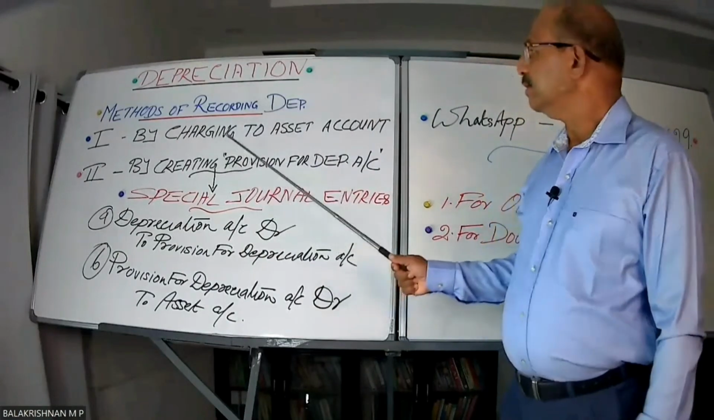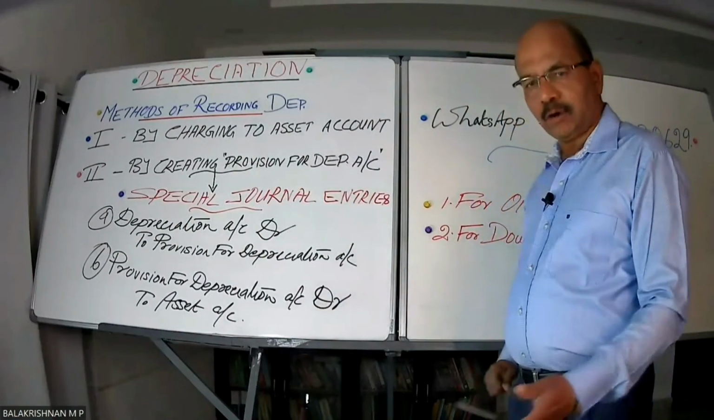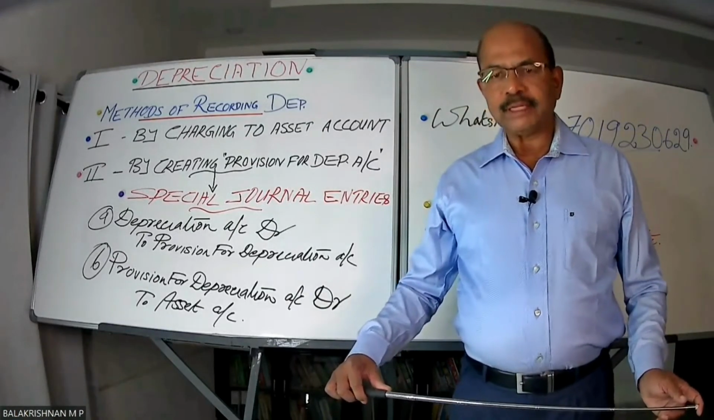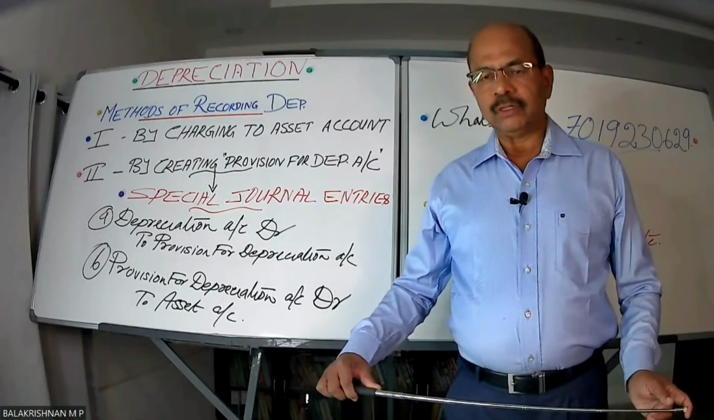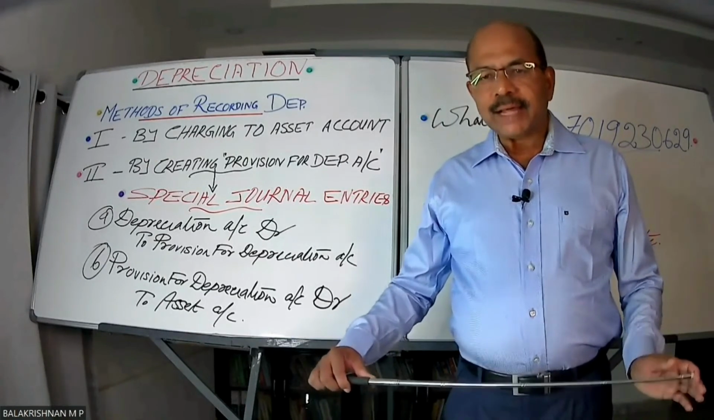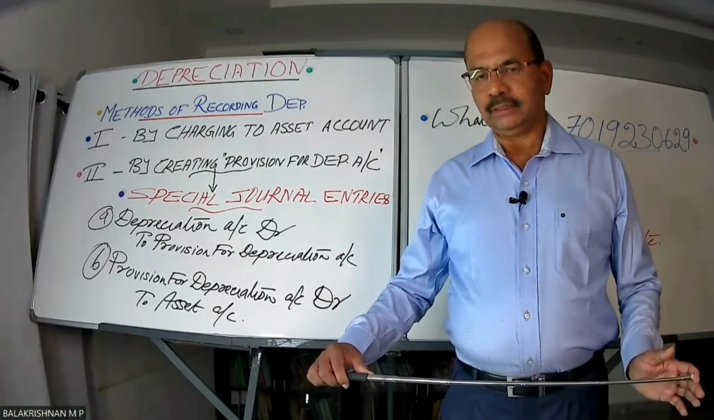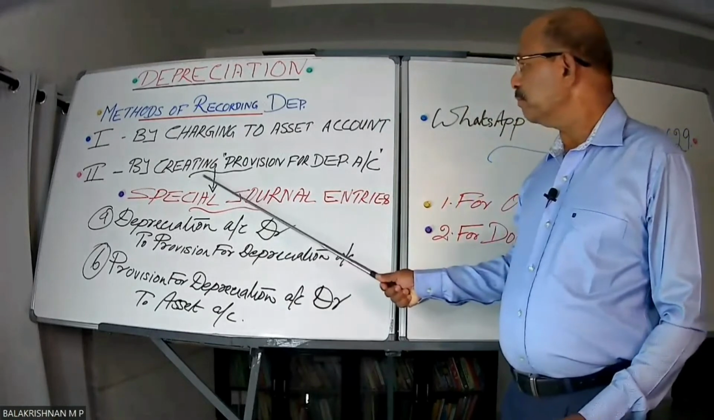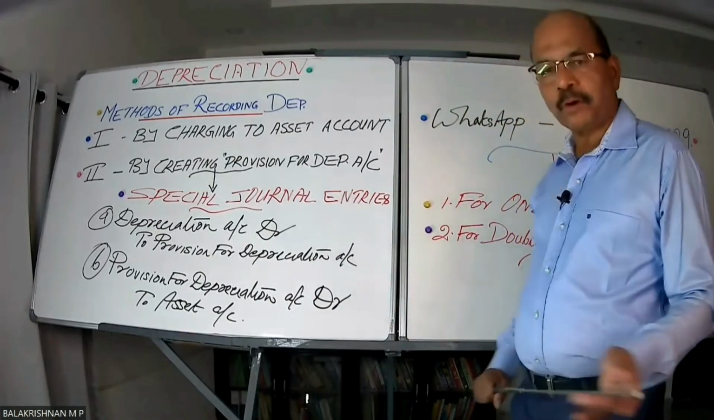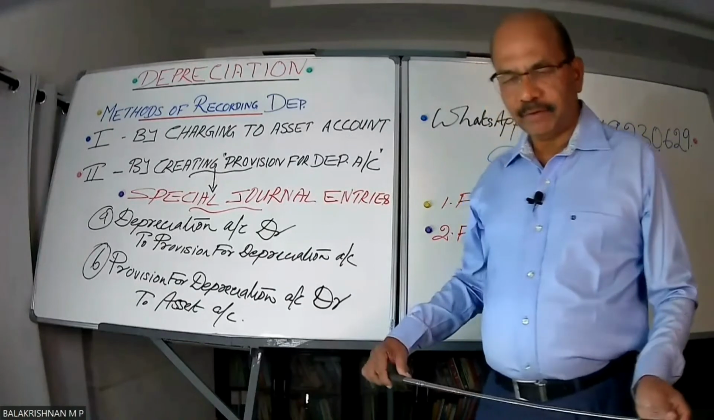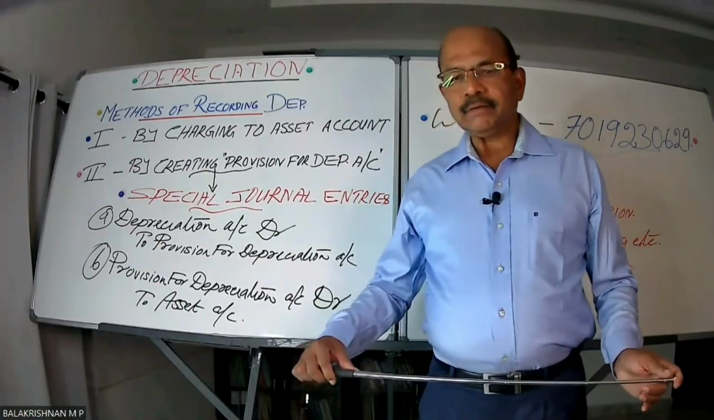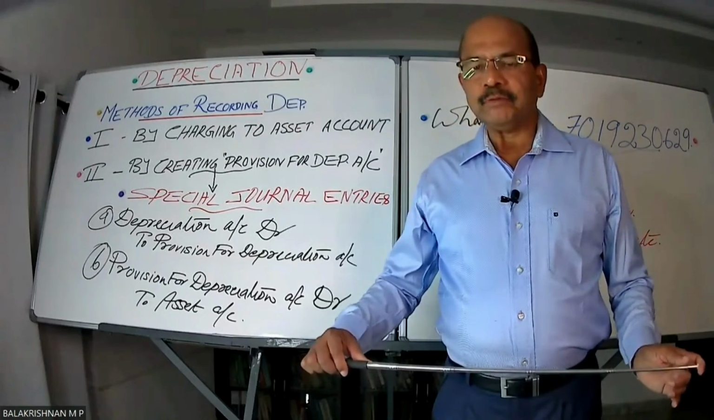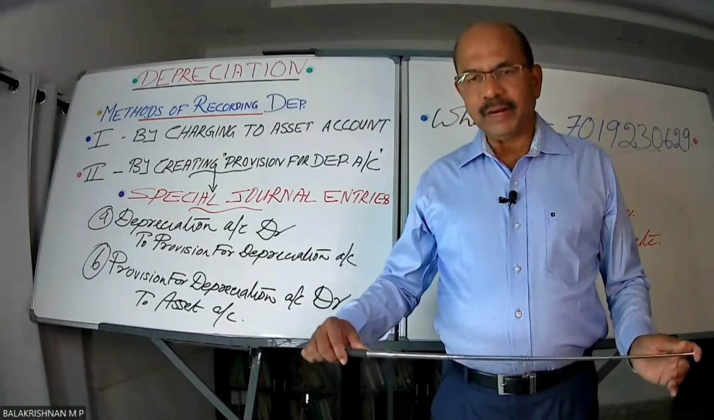First method, by charging to asset account. Please recall, the depreciation entry we made all along was depreciation to asset account. So what happened? The asset account got directly affected. That was the system all along. Today, it is by means of creating provision for depreciation account. In other words, when we make a depreciation entry, it will not affect the asset account directly.